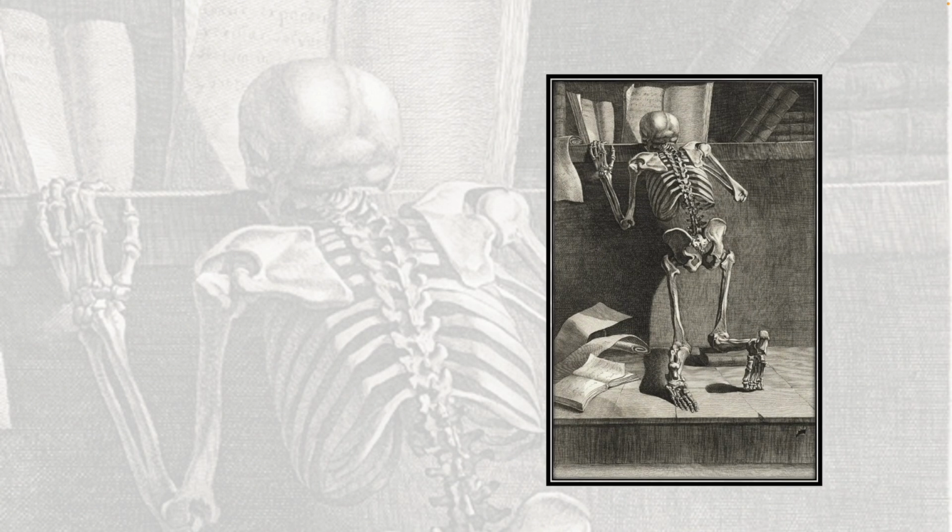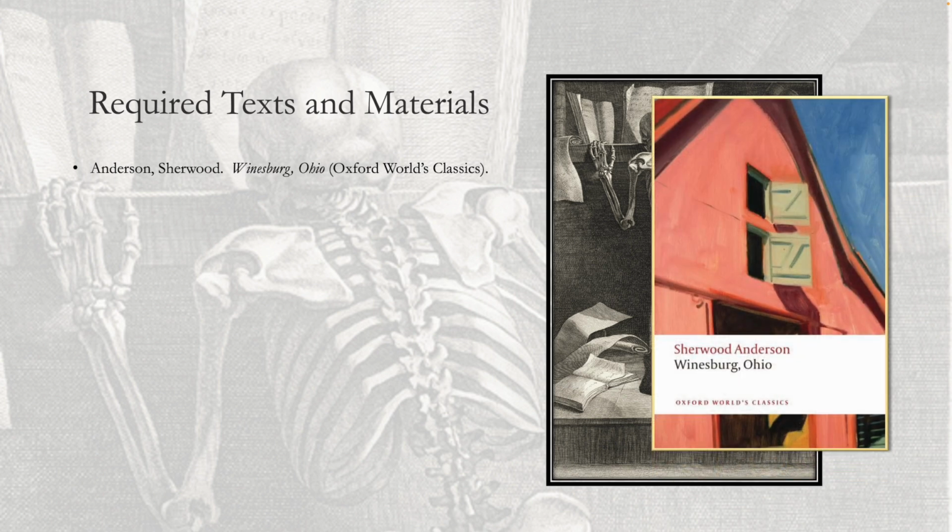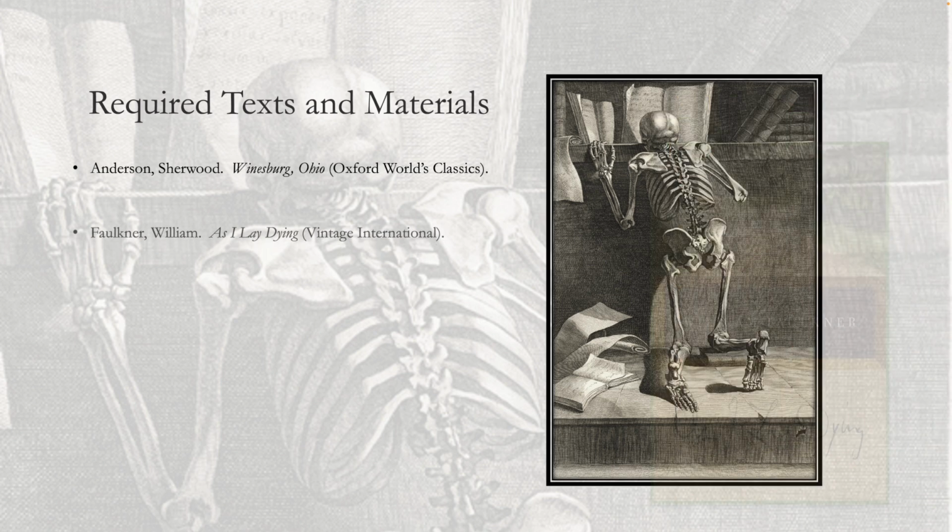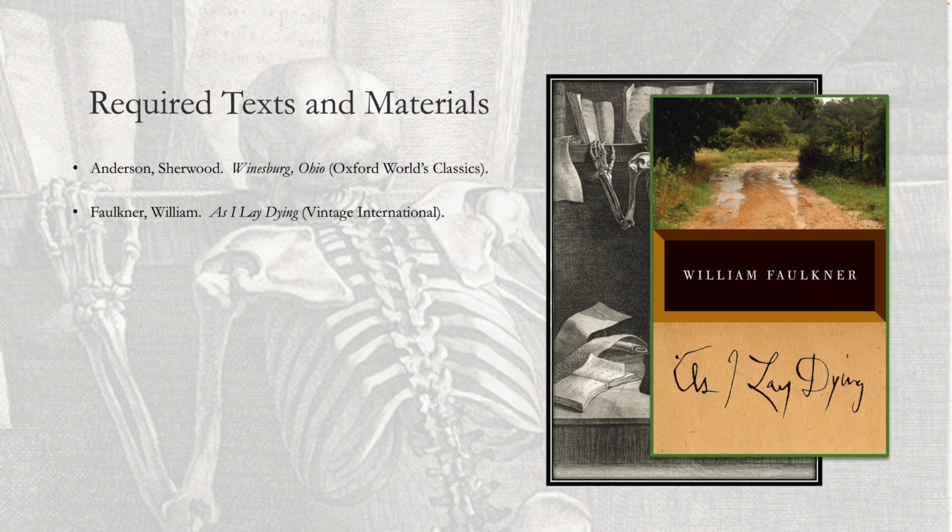So first, we should talk about the required texts for the class. You've already received an email from me about this. I'll go ahead and show you these. I know these are at the bookstore. I've been. They are all in stock. This is Sherwood Anderson's Winesburg, Ohio. This is the Oxford World's Classics edition. And here is As I Lay Dying. This is the Vintage International edition by William Faulkner.